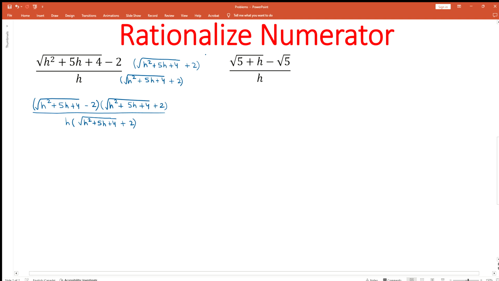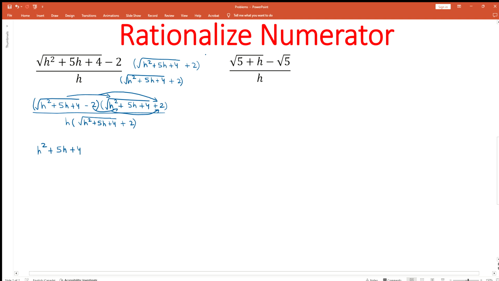Next, we should simplify the numerator expression by distributing the terms in the parentheses using the FOIL method. Square root of h squared plus 5h plus 4 times square root of h squared plus 5h plus 4 is equal to h squared plus 5h plus 4. These square roots go away.